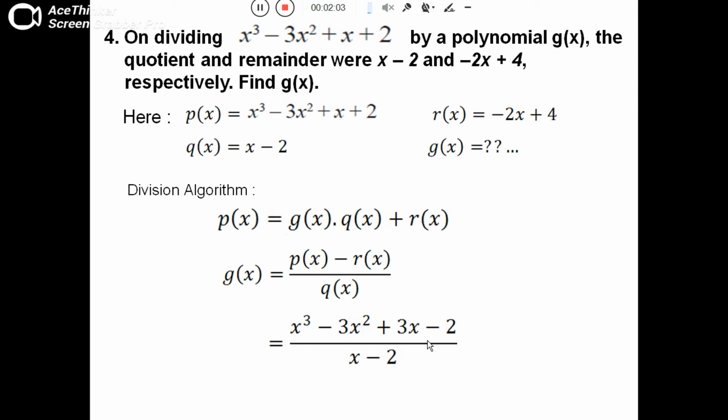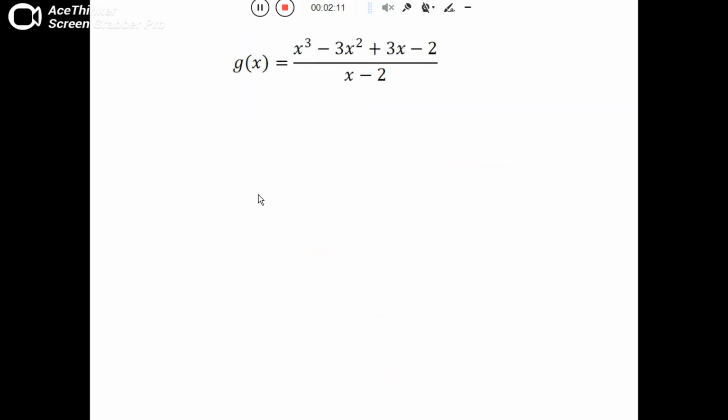Let us divide this polynomial x^3 minus 3x^2 plus 3x minus 2 by x minus 2. You will get the value of g(x), x^2 minus x plus 1. So students, divide it. If you have any confusion, just forward it to me. I'll give you the solution. This is your answer.